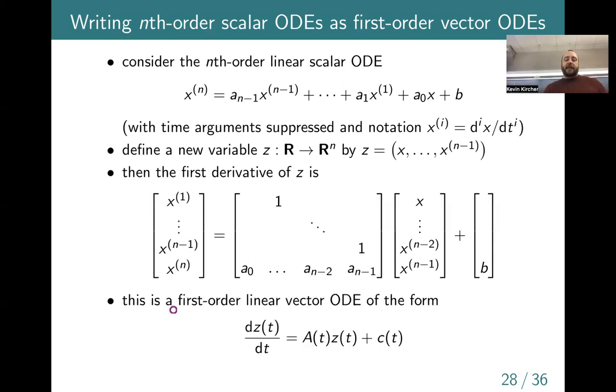So if we then write this thing in matrix vector form rather than element-wise, we get on the left-hand side dz by dt equals A of t. This big matrix here is our A. This thing here is just our z. And then we have a new kind of forcing term c, which is basically just 0 everywhere, and then the function b at the bottom. So this has that form that we started with when we introduced the canonical form for a vector linear differential equation. So it's z dot equals Az plus c.